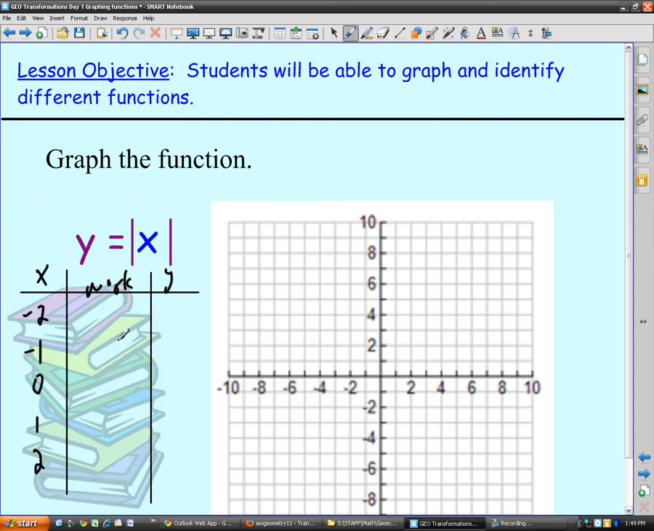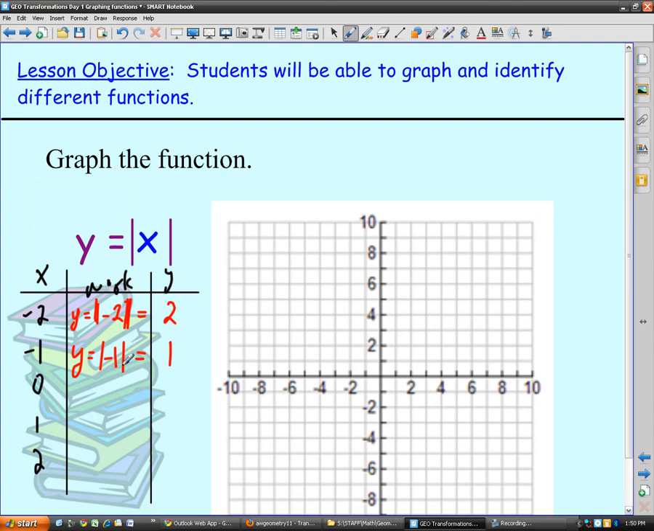So if I plug in -2, y will equal the absolute value of -2, and the absolute value of -2 is +2. Because remember, absolute value is how far away from 0 I am. I don't care if I'm in the negatives or the positives. I just want to know how far away from 0 I am. So I get 2. And same thing here. If I put -1 in, I also get +1 because I don't care left or right. I'm 1 unit away at -1.